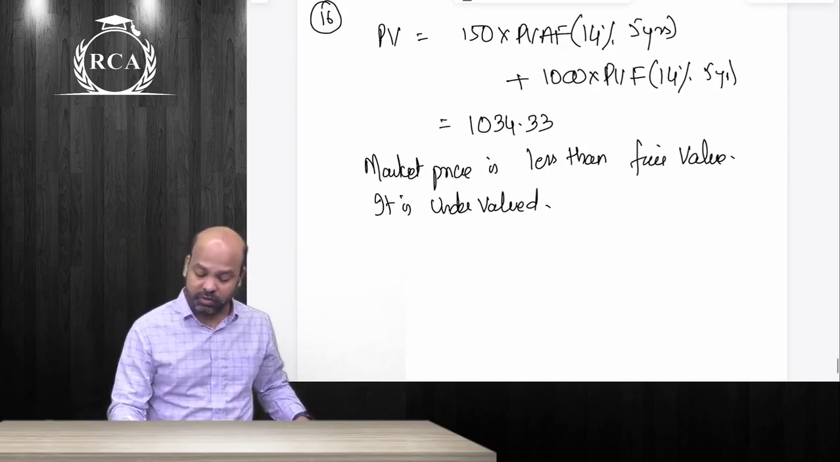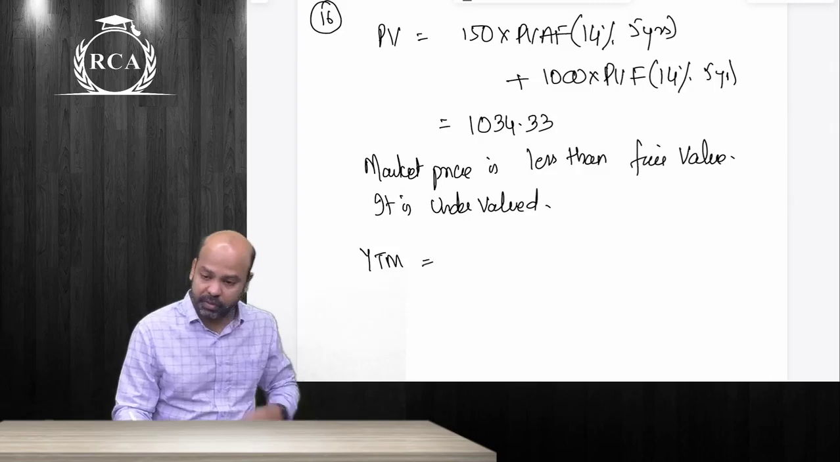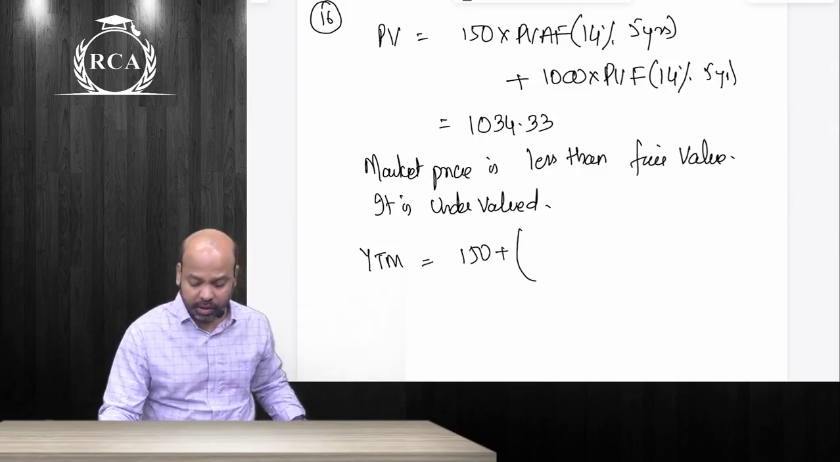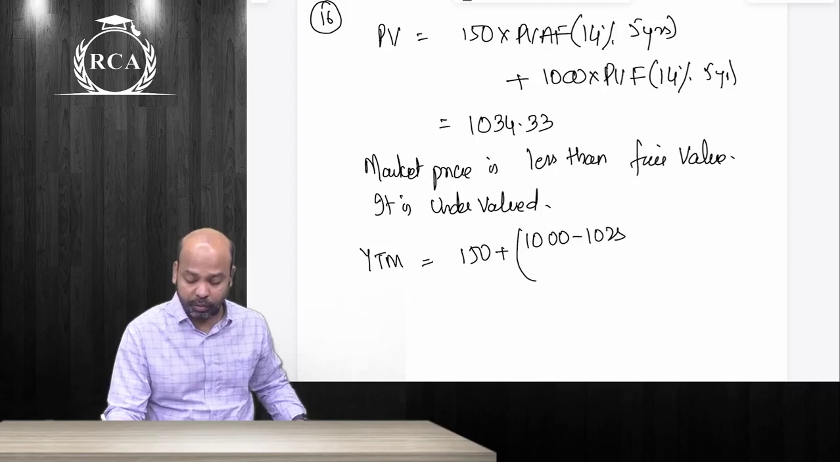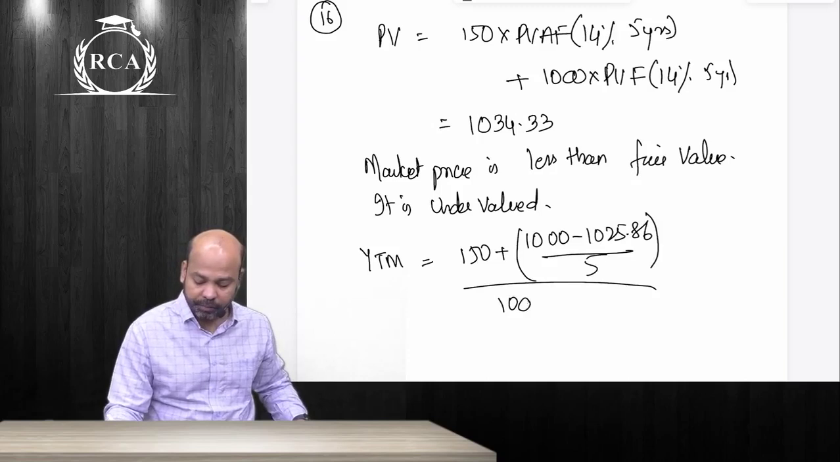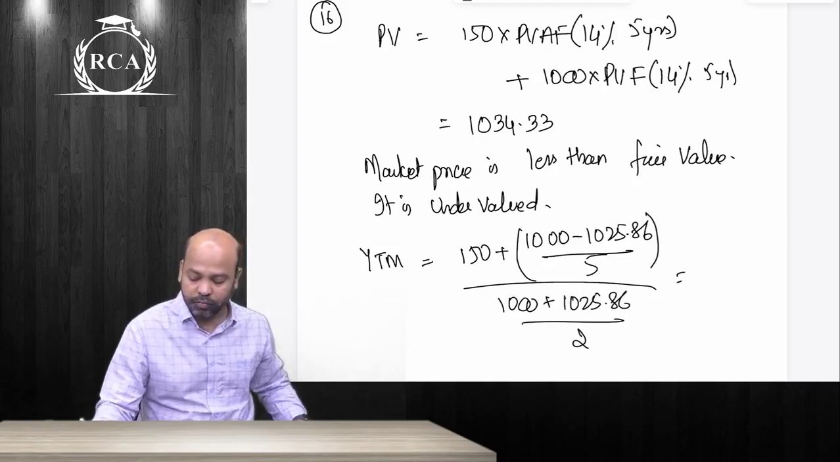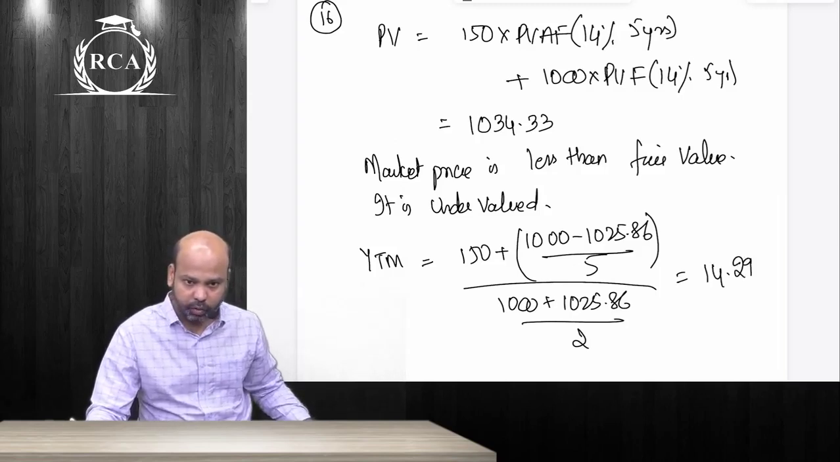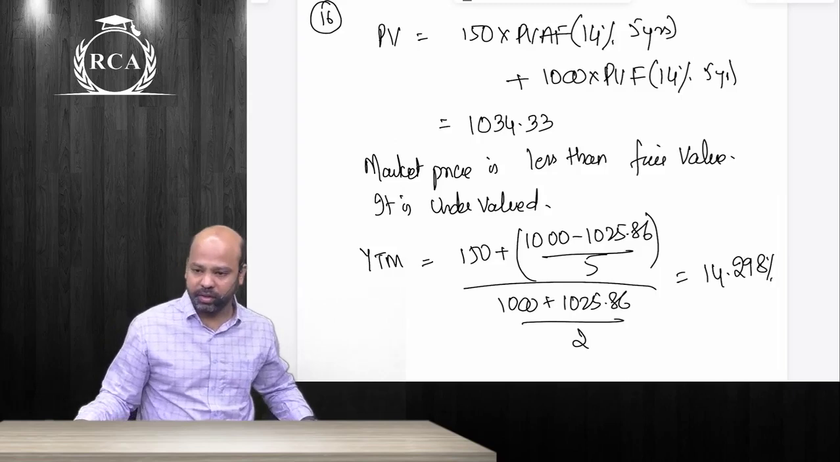They've also asked us to compute YTM. How much did you get, Ankit? What's the YTM? 150, you can use the shortcut method. Redemption value minus the price: 1000 minus 1025.86, divided by 5 years, whole divided by 1000 plus 1025.86 divided by 2. 14.29, 14.30%.